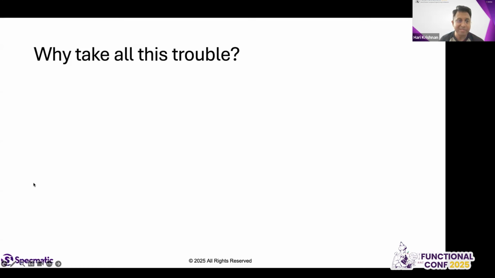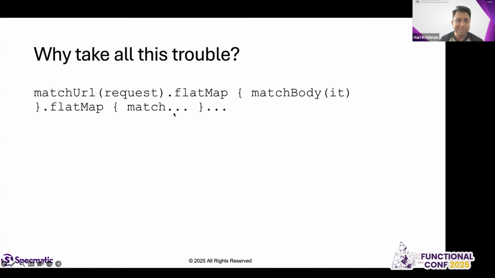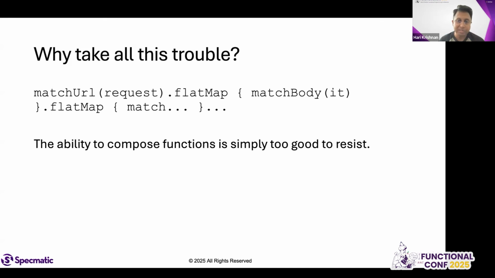Like a lot of headache, right? Why? The reason being, I want to be able to do this. You remember the then operator? Likewise, I want to do flat map, which is native to functional programming, within the either monad. And the ability to compose functions is simply too good to resist, right?